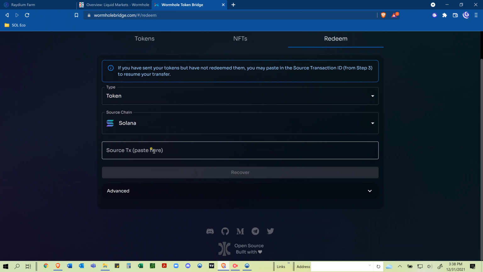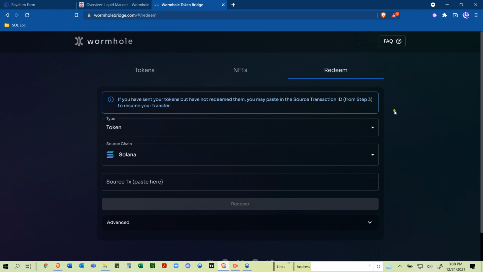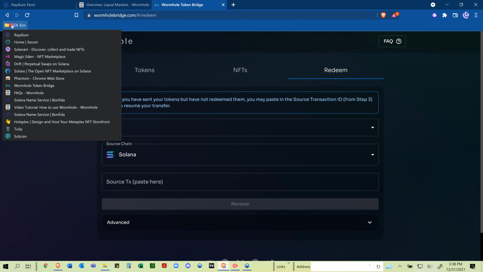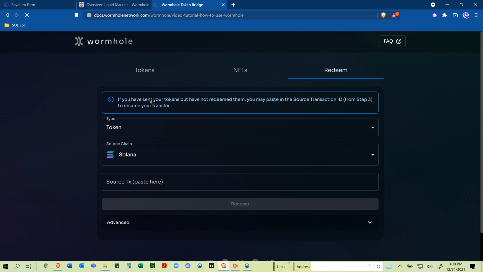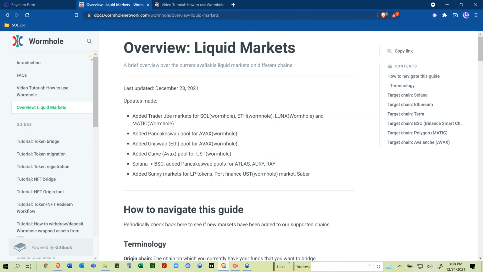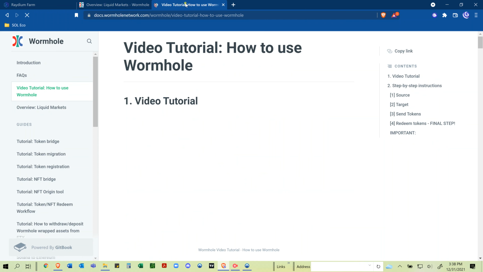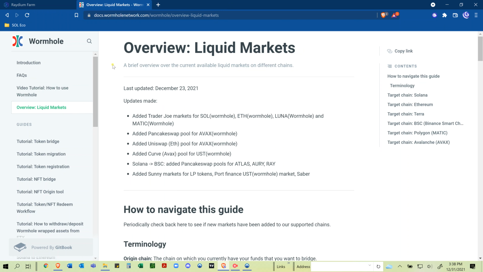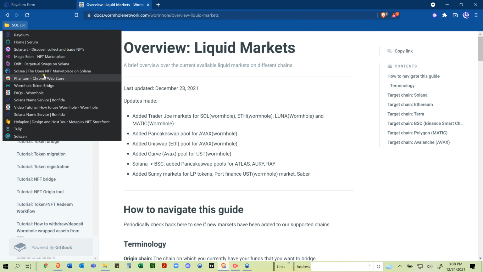So again, you can send tokens, NFTs. Once it's all completed, then you would come over here, paste your TX, your transaction, and then you can recover it, and then you're good. Then it's in your wallet, you're ready to go. So again, if you're recovering it on Ethereum, you're going to have to pay gas. So that is Wormhole. And there's a good little video tutorial. This is all available on their FAQs. Not going to play this one right now.